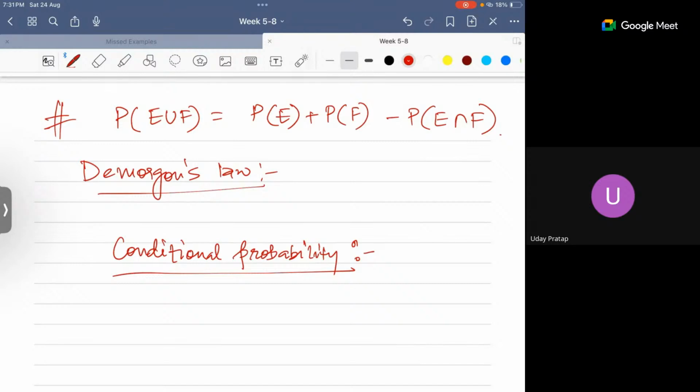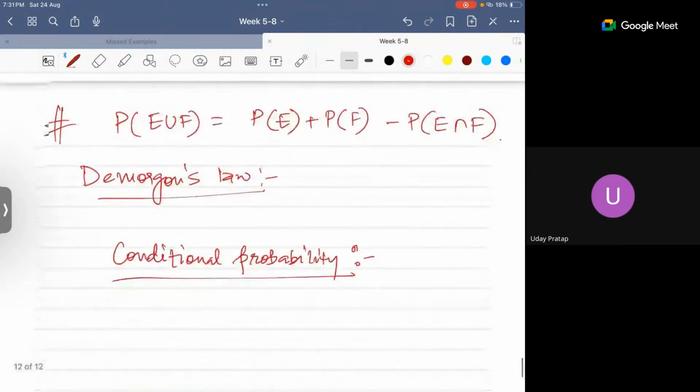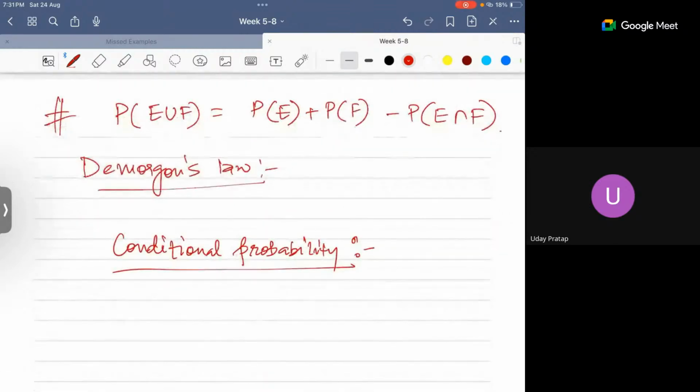Okay. So in conditional probability, till now you could be asked very basic probability questions, but whenever you move to conditional probability, there are some important concepts such as independent events. So we'll start with conditional probability.